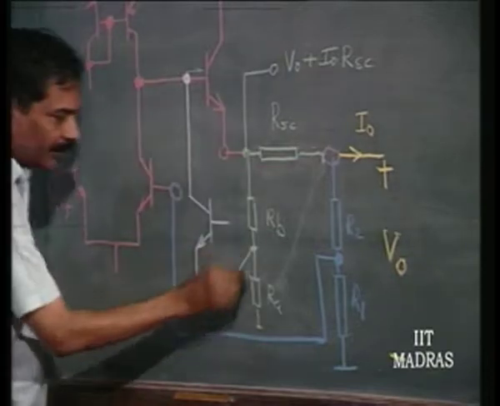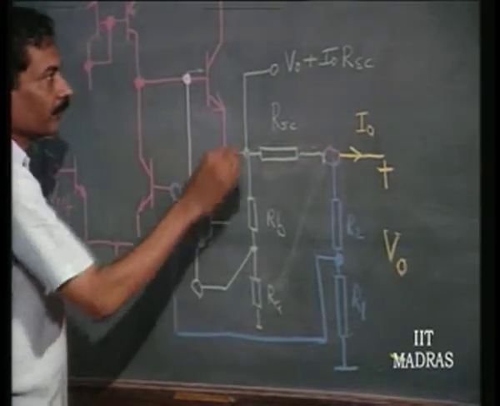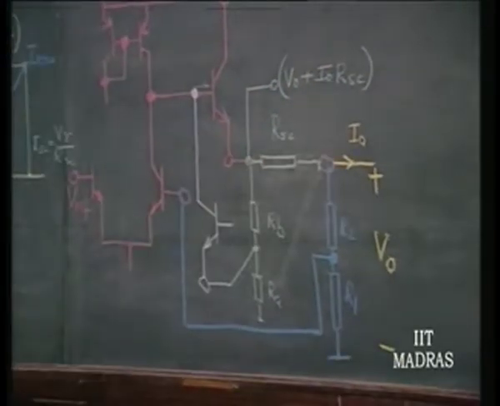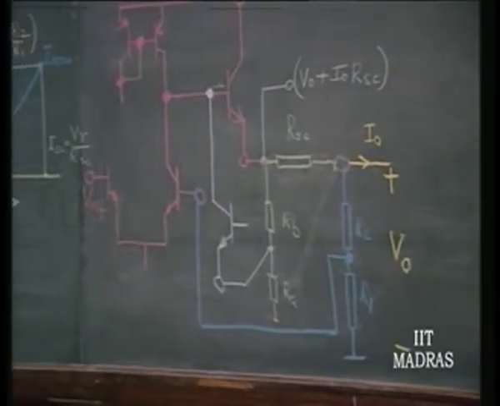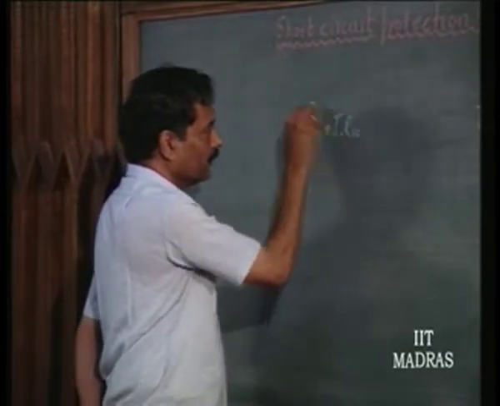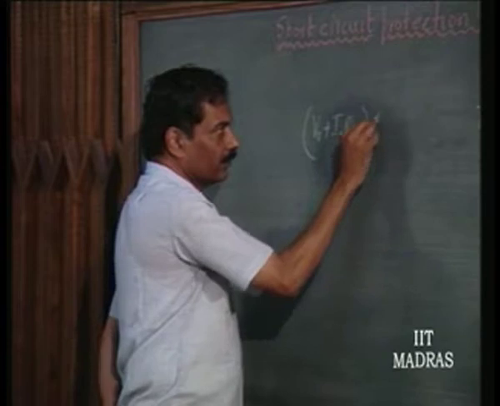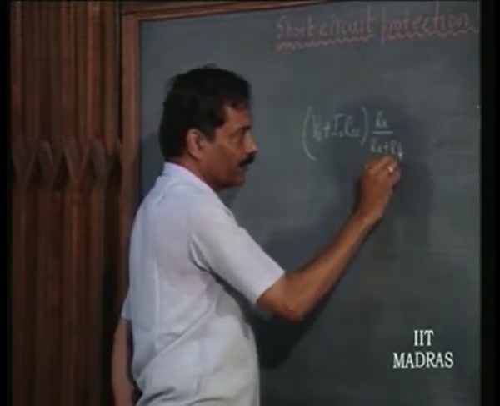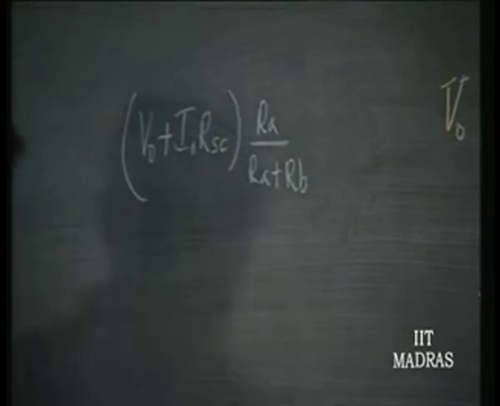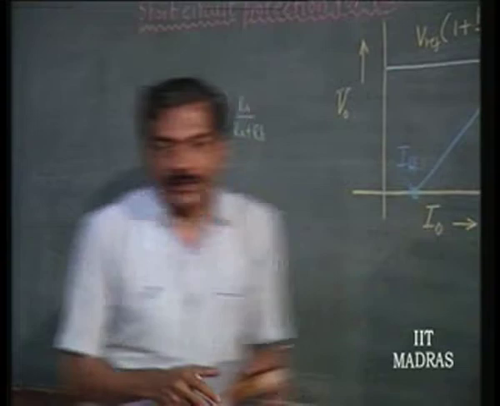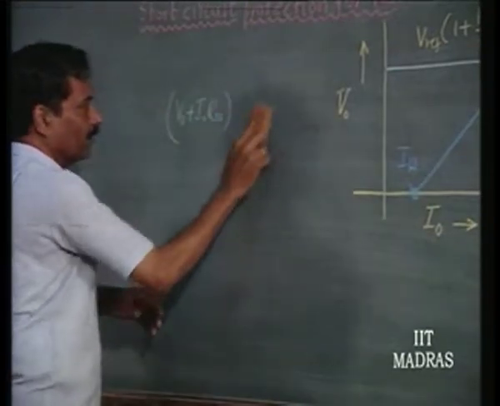What will be the voltage at this point now? This voltage is going to be V naught plus I naught RSC, into RA by RA plus RB, which we will now call by a single variable, alpha.